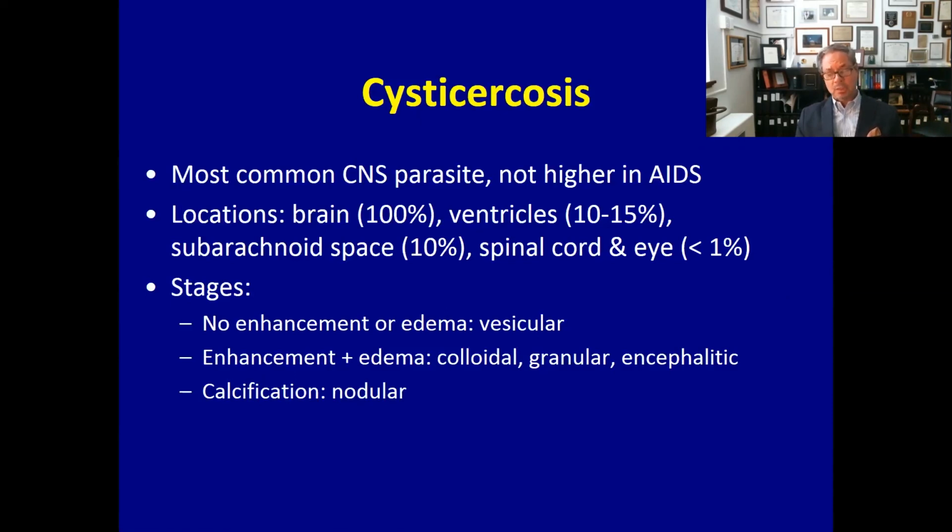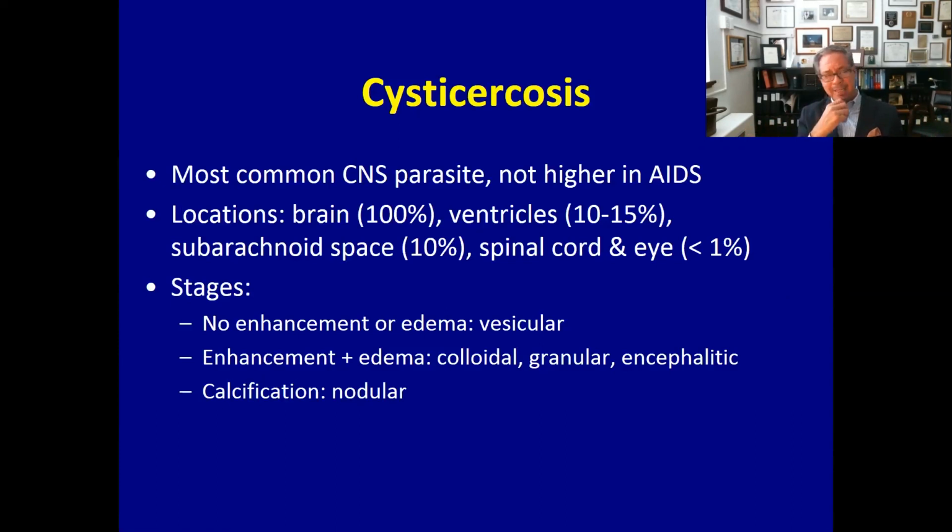Spinal cord lesions are fairly nonspecific. And if you suspect that your patient has a cysticercal spinal cord lesion, the best thing to do is get a brain MR, because nearly all of them are going to have brain images, or a brain CT to look for calcifications.